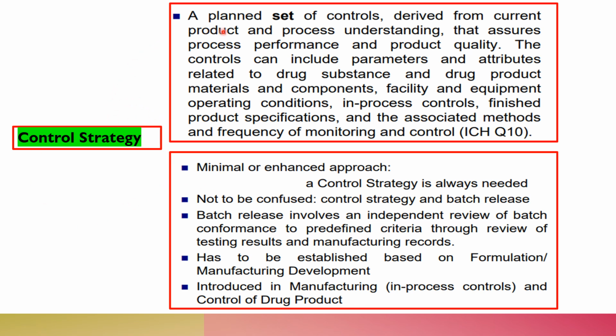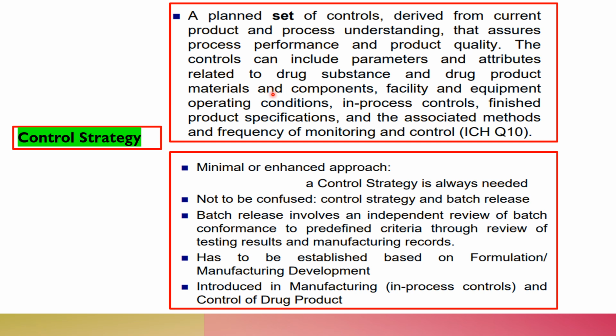What is the definition of the control strategy? A planned set of controls derived from current product and process understanding that assures process performance and product quality. The controls can include parameters and attributes related to drug substance and drug product materials and components, facility and equipment, operating conditions, in-process controls, finished product specifications, and the associated methods and frequency of monitoring and control, as per ICH Q10. The control strategy you will generally present at the end of the PDR.